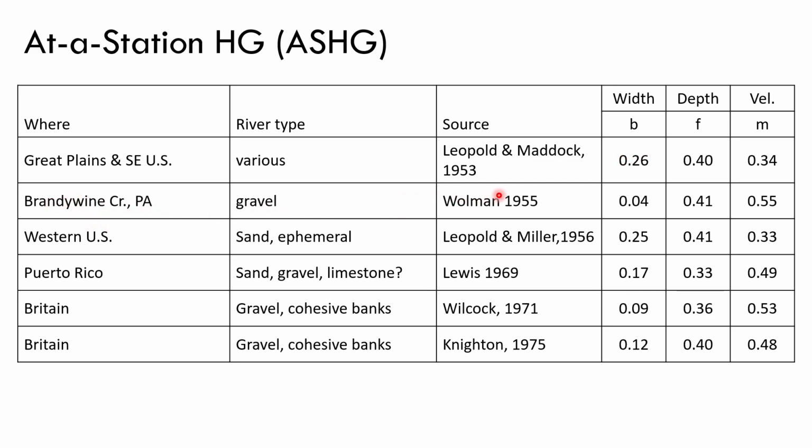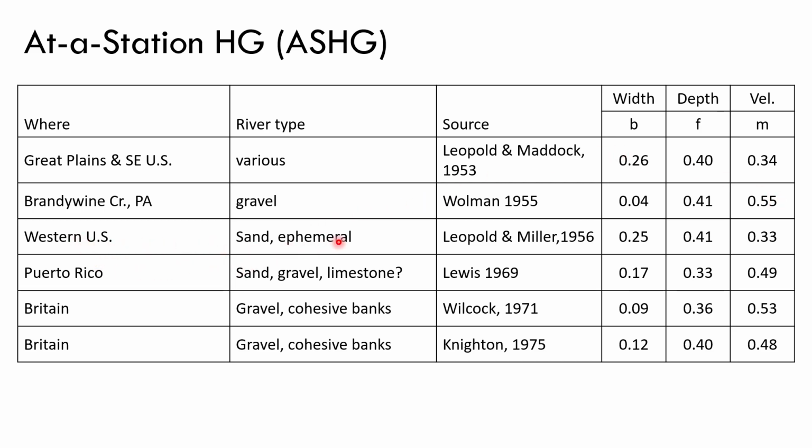Here's another one, this is Brandywine Creek in Pennsylvania. It's actually a gravel-bedded stream, and I think it's fairly confined in a valley. In this case, if we increase discharge, we're not going to see almost any increase in depth. That exponent is fairly small. We're going to see a moderate increase in width, but we're going to see a huge increase in velocity. And that's just the nature of that specific channel.